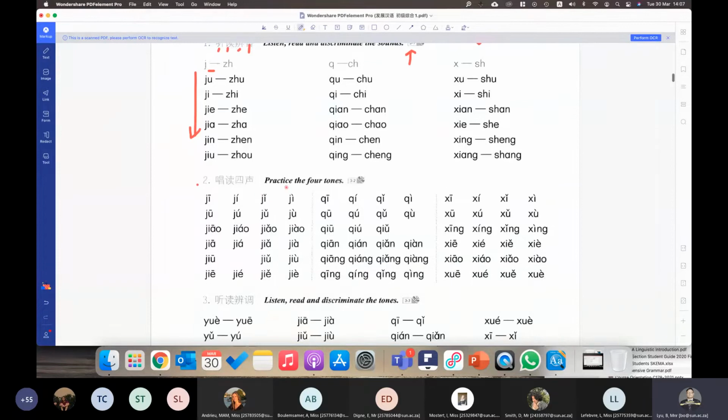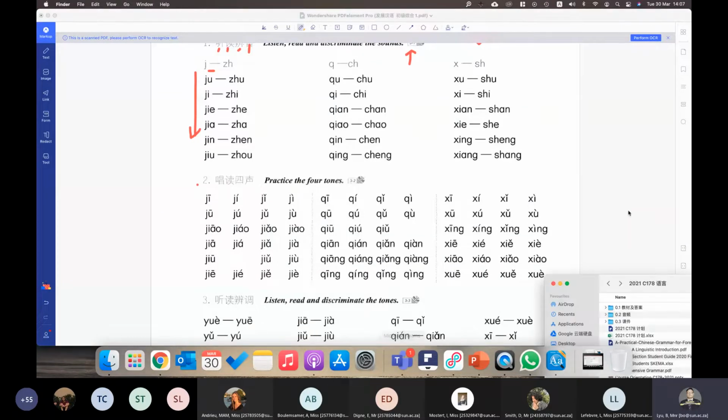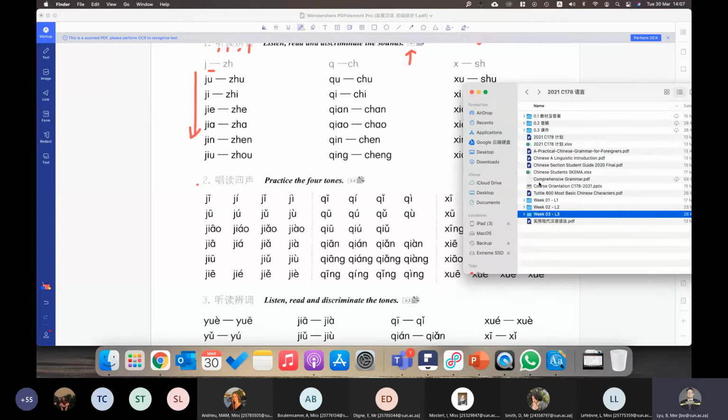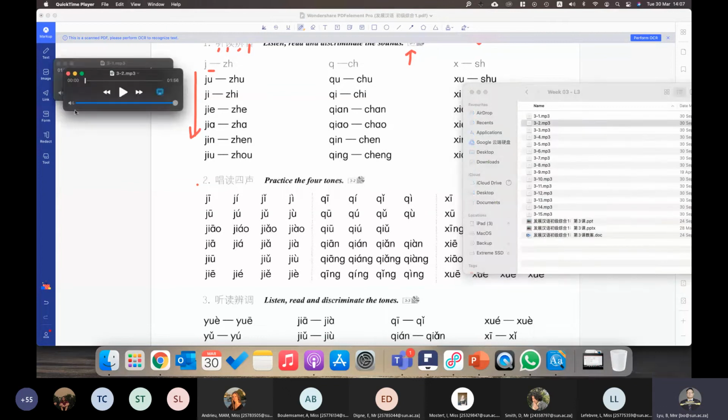Practice number 2. Practice the 4 tones. First, we listen to the recording. Pay attention to each single one of them.